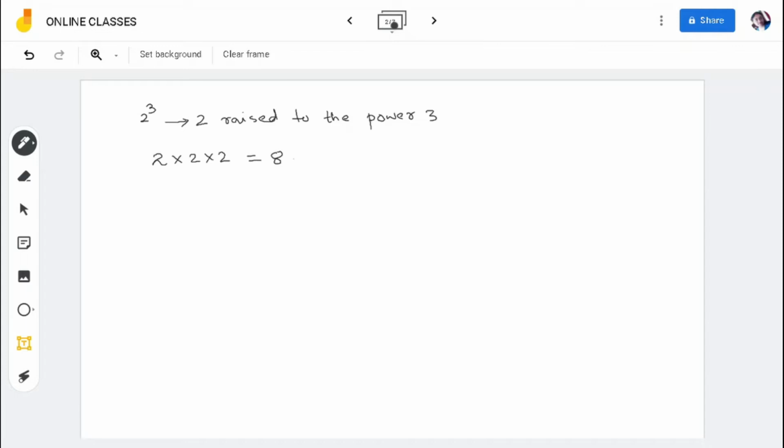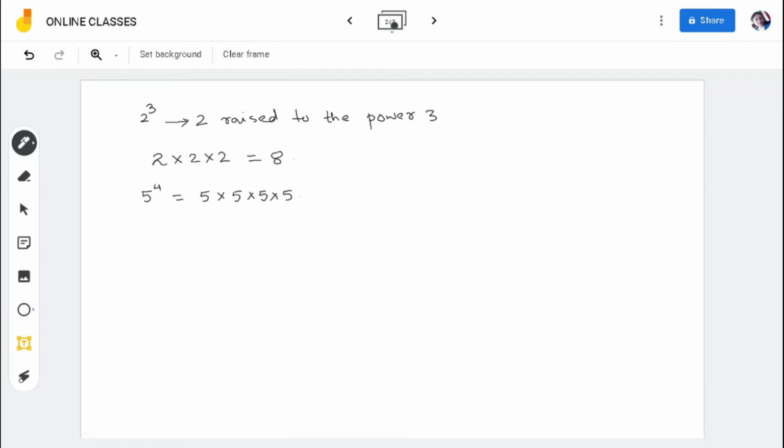Now, one more example I am taking. Just suppose it is given that 5 to the power 4. So what does it mean? It means that 5 is multiplied 4 times.